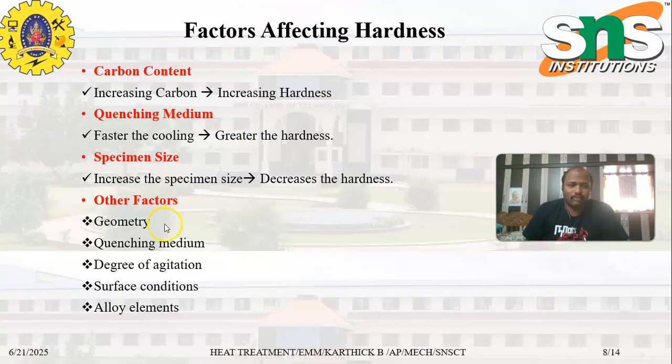Other factors, like geometry, quenching medium, agitation, surface conditions, and alloying elements, are the factors that affect the hardness, right? We will see the rest, the tempering process, in the next video, right?